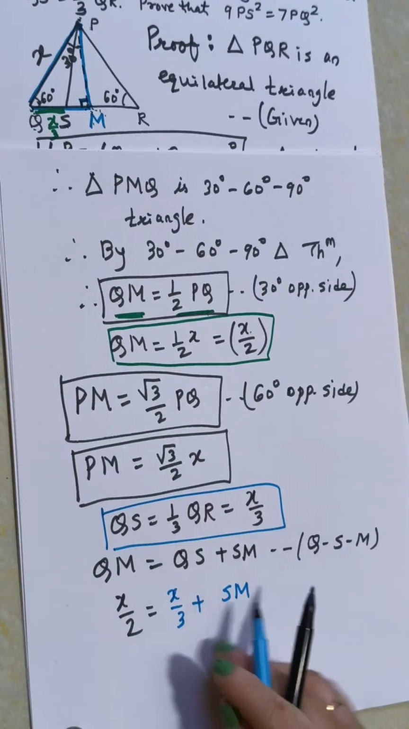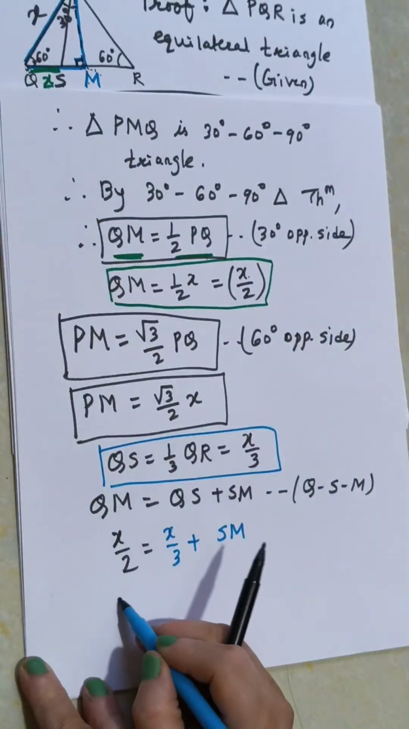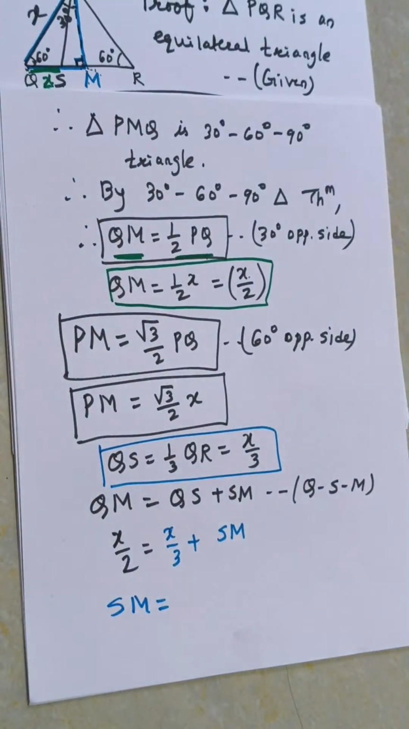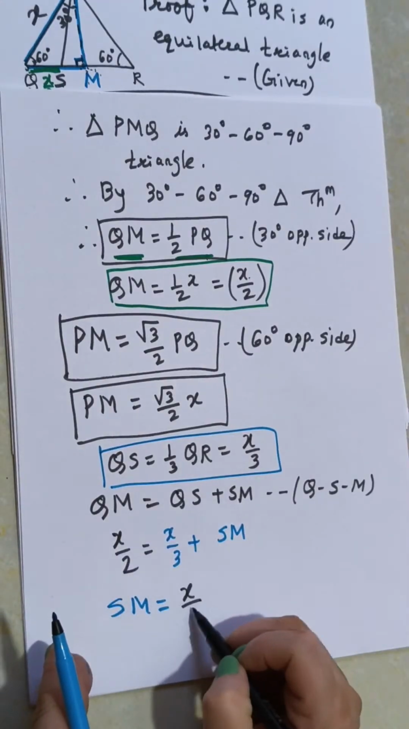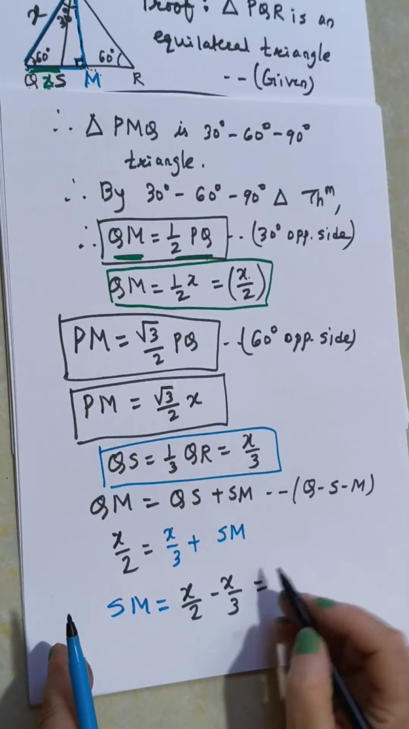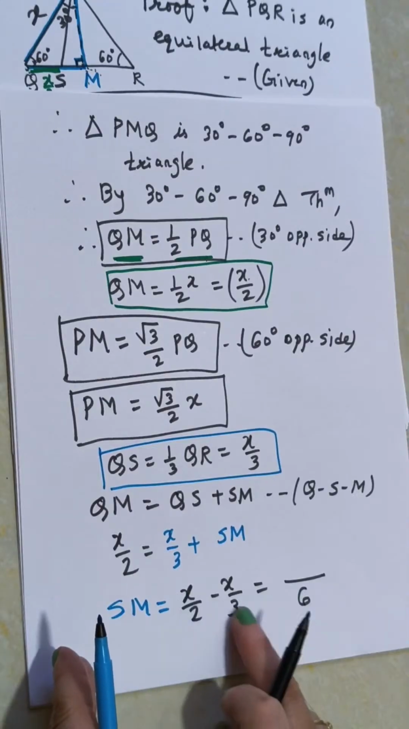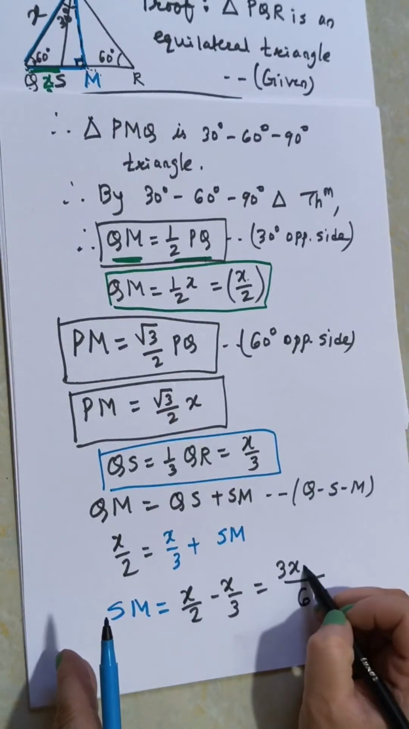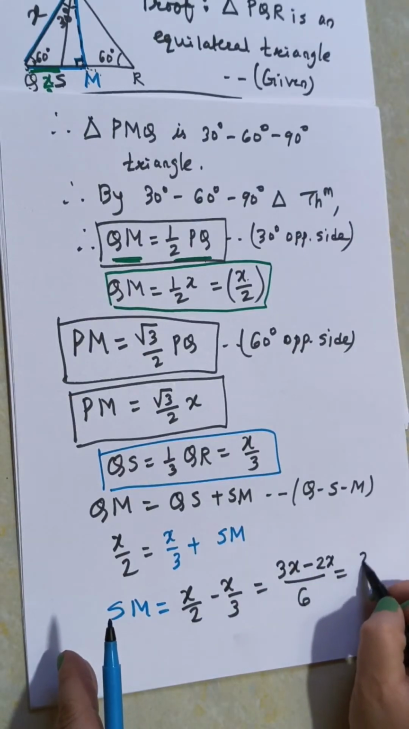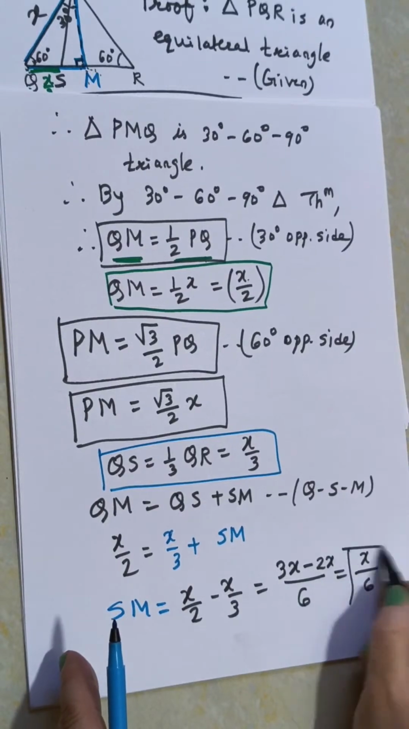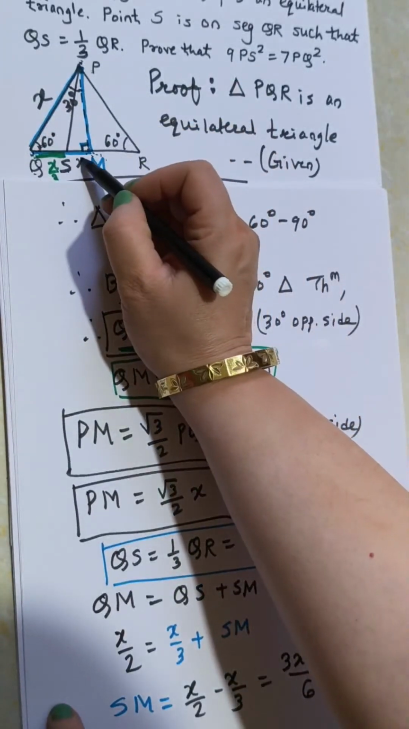So now I want to find SM. How to find SM? SM is equal to x upon 2 minus x upon 3, since x upon 3 goes to the left and becomes negative. Now 2 and 3, what is the LCM? That is 6. Cross multiply: 3x, and 2 into x is 2x. So 3x minus 2x is x upon 6. So SM is x upon 6.